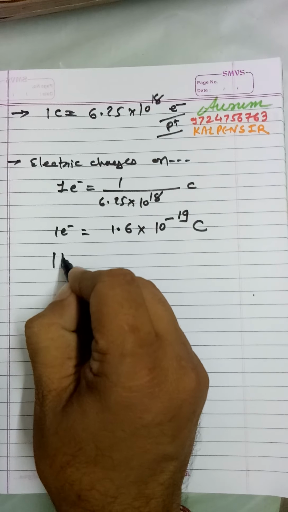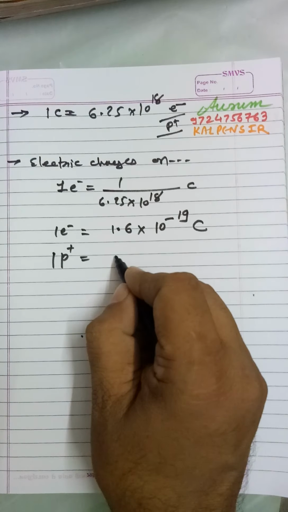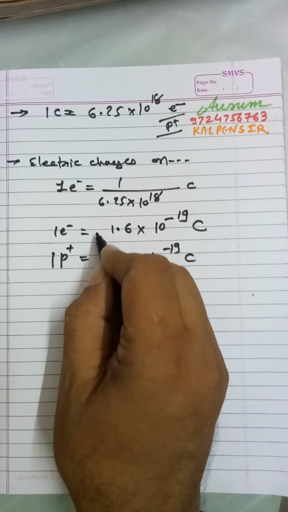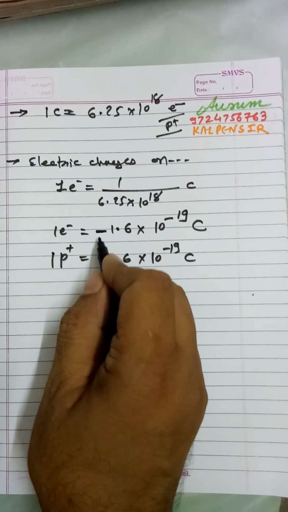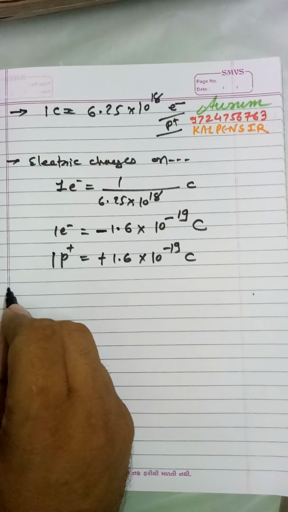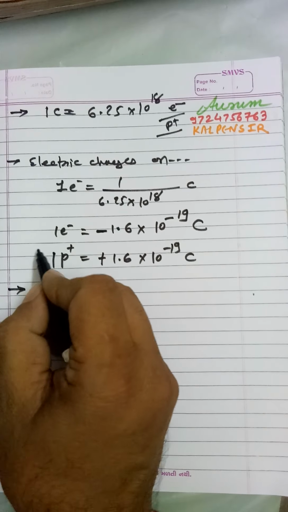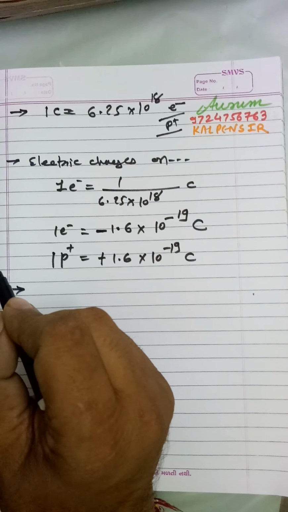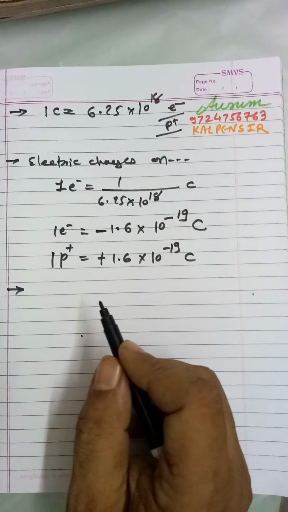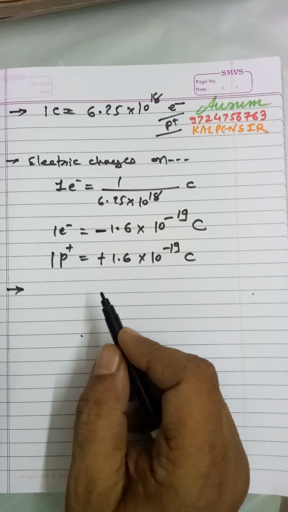Similarly, the charge on one proton is also the same, 1.6 into 10 raised to minus 19 coulomb. But the electron is negative, so you write minus. The proton is positive, so it is a plus. I is the direction of the flow of the positive charge and opposite to the direction of the flow of the negative charge. Let us see the SI unit.